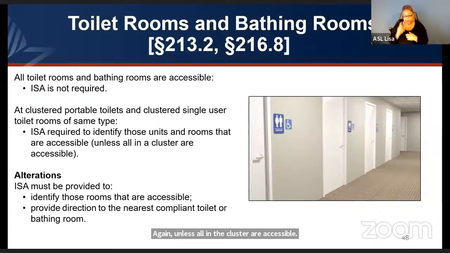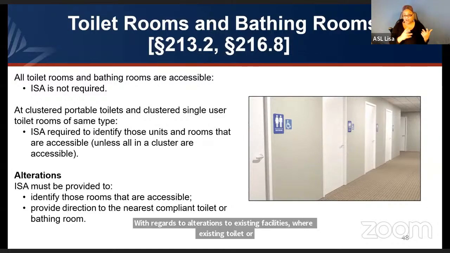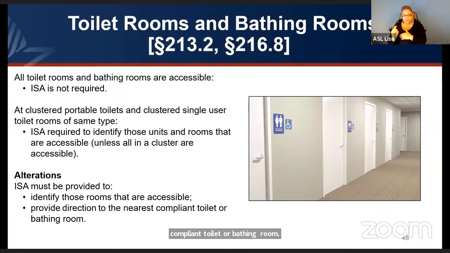With regards to alterations to existing facilities, where existing toilet or bathing rooms do not comply, the ISA must be provided to identify those rooms that are accessible and to provide direction to the nearest compliant toilet or bathing room. Next slide, please. Slide 49.